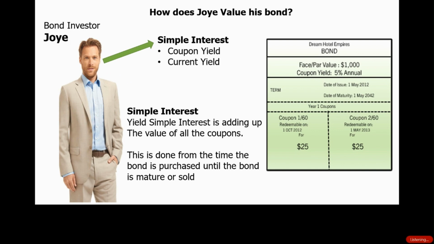In order to understand the simple interest, all you are going to do is add up all the values of the coupons, and you are not going to assume that you are reinvesting any of the coupons. You are just simply collecting those $25 payments throughout the entire term of the bond, and you are just adding those up, and that's your simple interest.